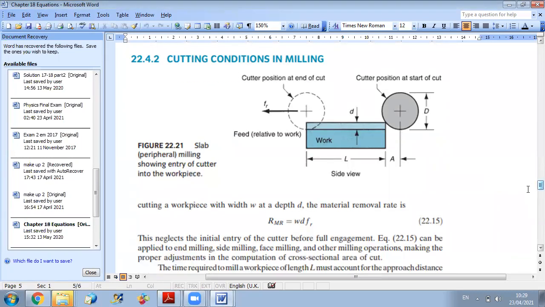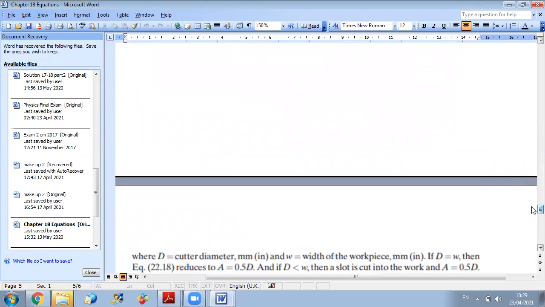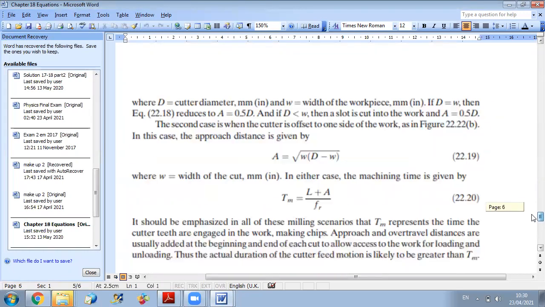So what can change in problems of milling is that instead of giving you peripheral milling or slab milling, they can give you face milling. And in case of face milling, what will be different is the approach distance. To determine the approach distance, you should compare D to W. Okay, so in case you have D larger or equal to W, as we have seen in the previous session, the approach distance will be equal to D over 2.